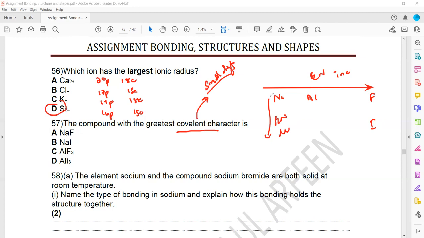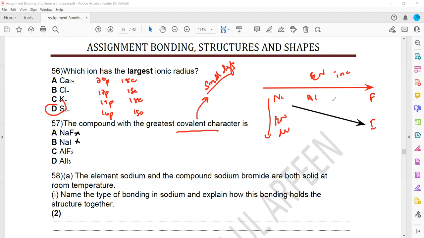So sodium fluoride, this will be sodium and fluorine. You can see a greater gap is there, greater difference. Greater gap means a greater difference between them. So greater difference means more ionic nature than covalent. So it cannot be A. Same thing, sodium iodide. Again, compared to fluorine there will be a smaller difference, but it will have a difference.